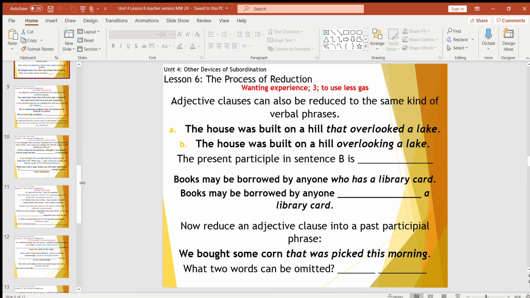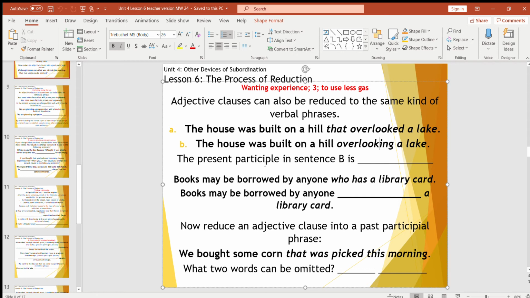Adjective clauses can also be reduced to the same type of verbal phrases. So the house was built on a hill that overlooked a lake. We can say the house was built on a hill overlooking a lake. Says the same type of thing, but which sentence has the present participle? The second. And what is the present participle? Overlooking. How do we know? Because it's got the ing. Remember, present participles always end with ing.